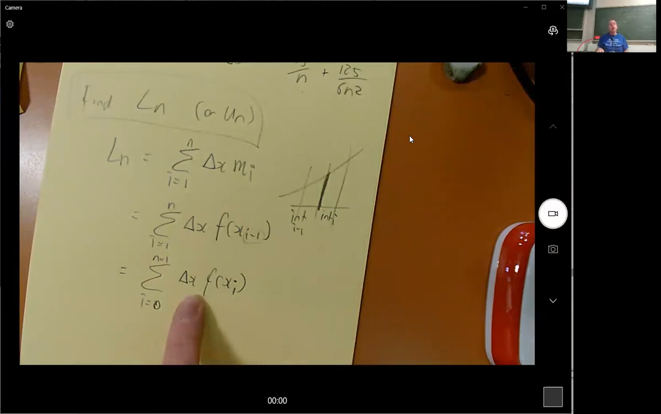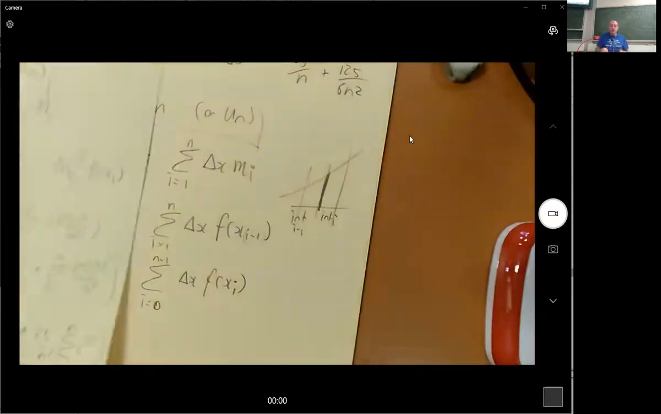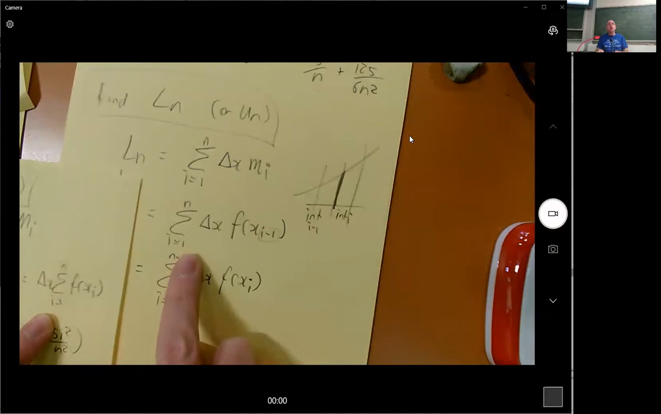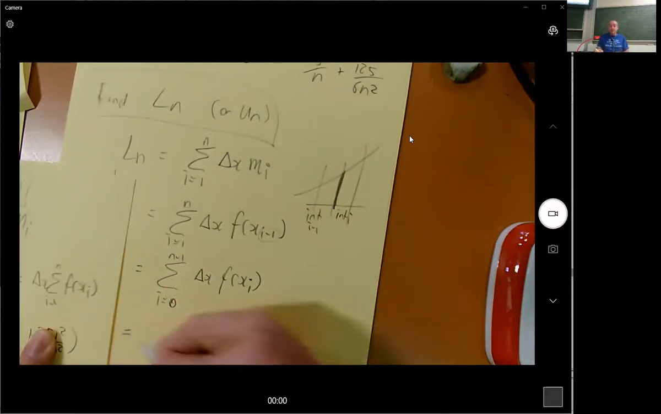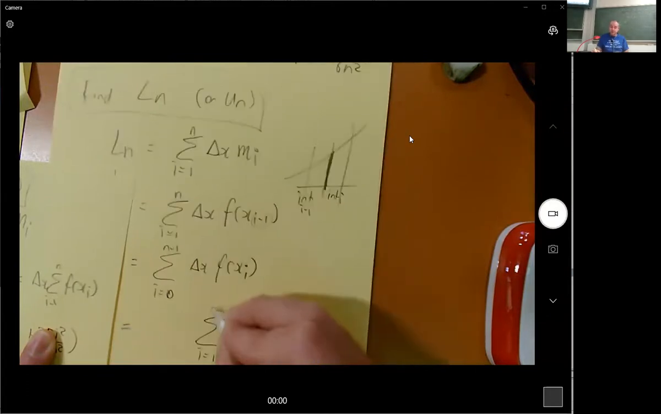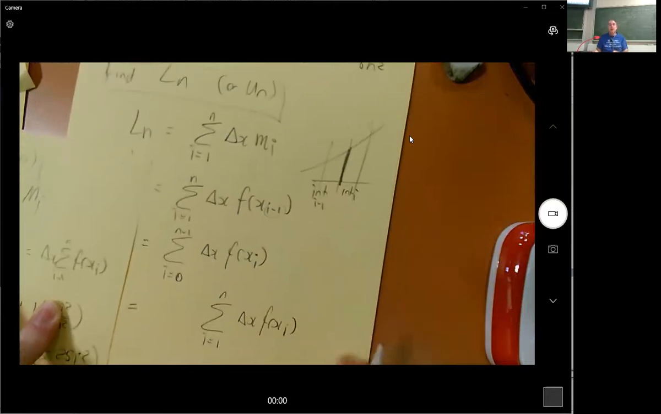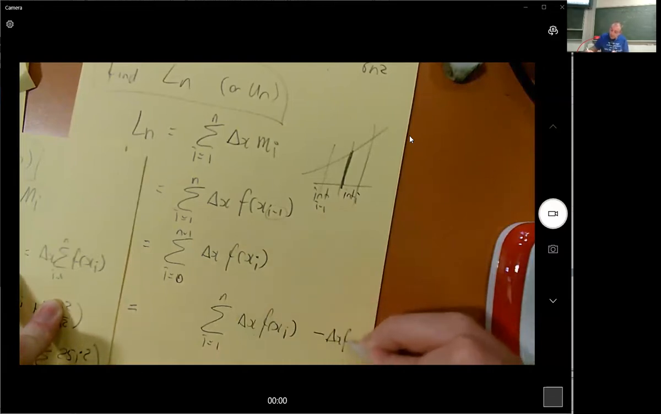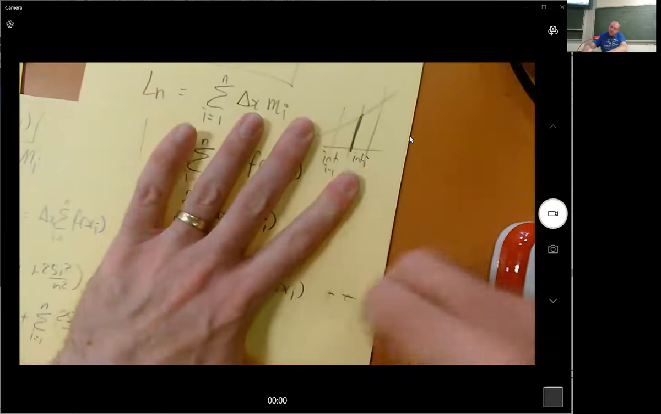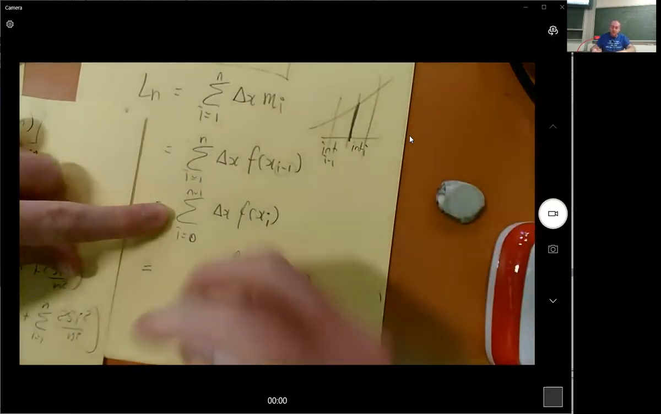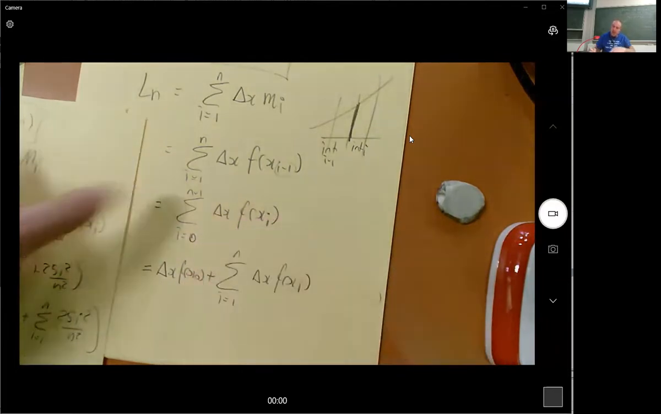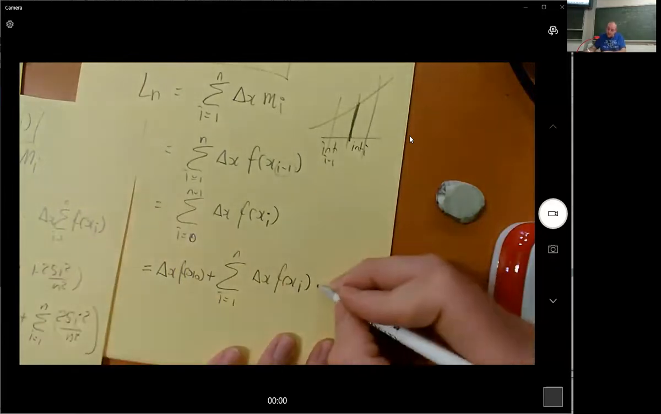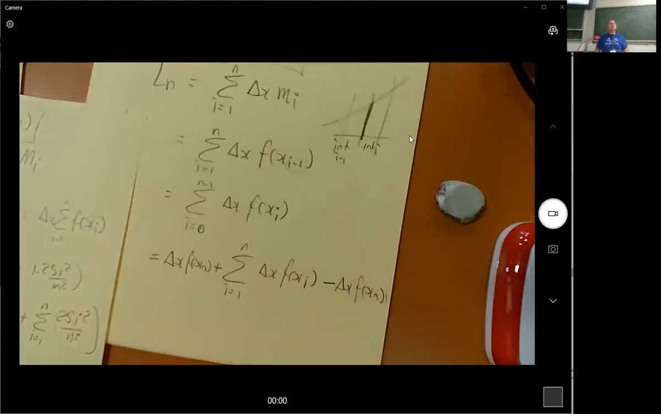And this is almost the same as the upper sum. But the upper sum goes from 1 to n, whereas this one goes from 0 to n minus 1. So if I wanted this to be related to the upper sum, it's the same as the upper sum, except it doesn't have the one for zero. So we'll take off delta x f of x_0. Crap, no, we'll add that in. Damn it, I was wrong. This one doesn't have the one for zero. So it's going to be the same as this. We're going to have to add in the delta x f of x_0. And this one has the n and we don't really want that there. So we'll take that off like that.